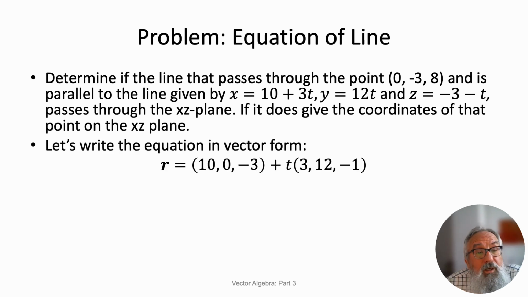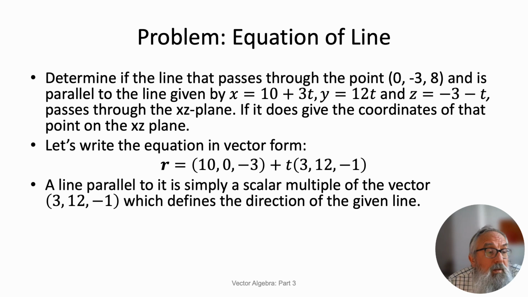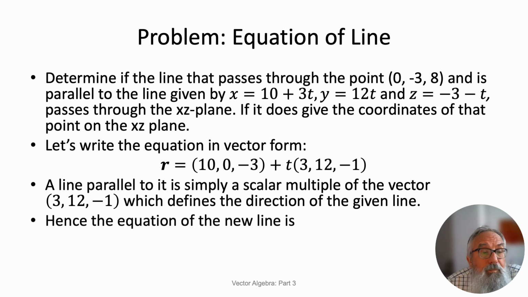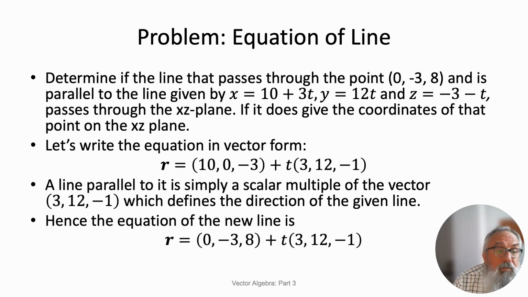Let's write the equation in vector form of the line. The line parallel to that is simply a scalar multiple of the vector (3, 12, -1), which defines the direction. Hence the equation of the new line is one that passes through that point which we were given.